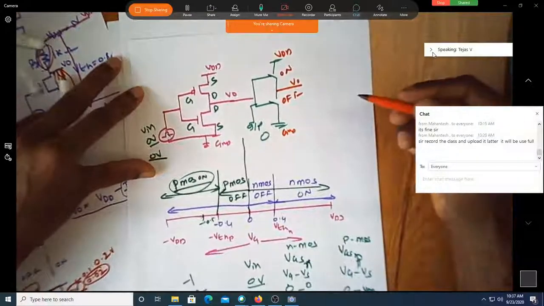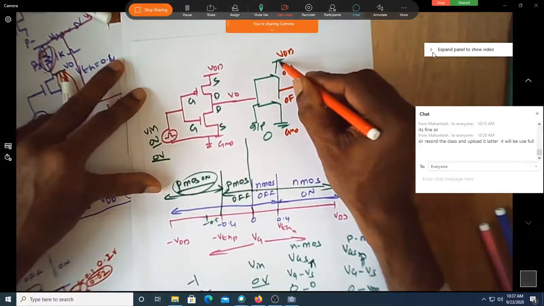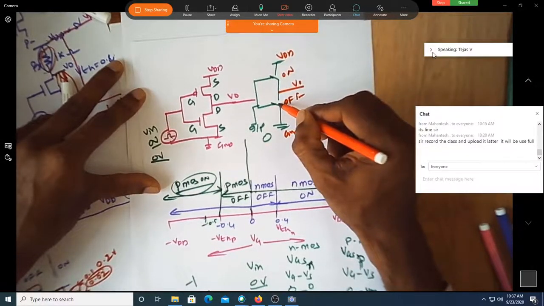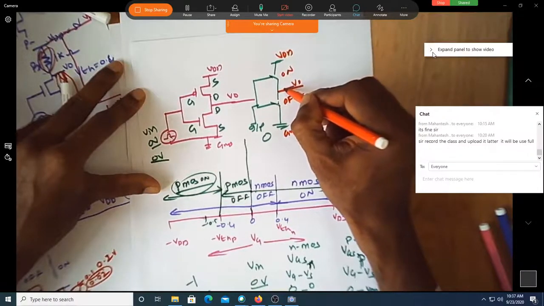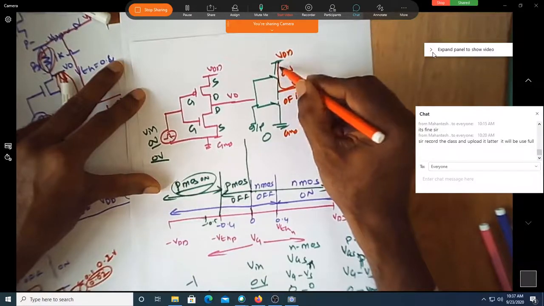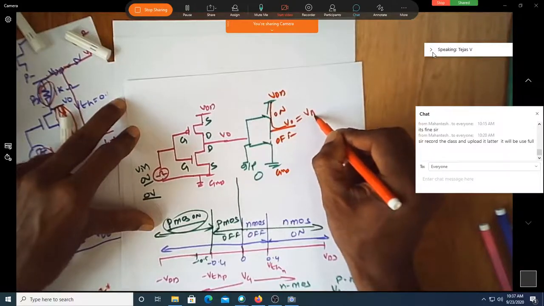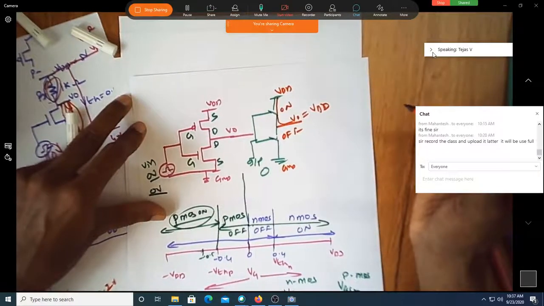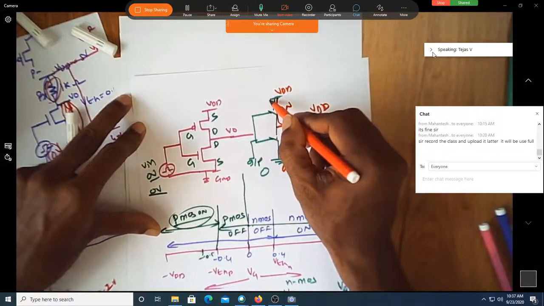What is the output? Can you see? Output is 0 volt. See here, this is open. Sorry, VDD. This is open, this is closed. When it is closed, the output is connected to this point itself. This is shorted, no? When this is shorted, is V0 equal to VDD? Correct?